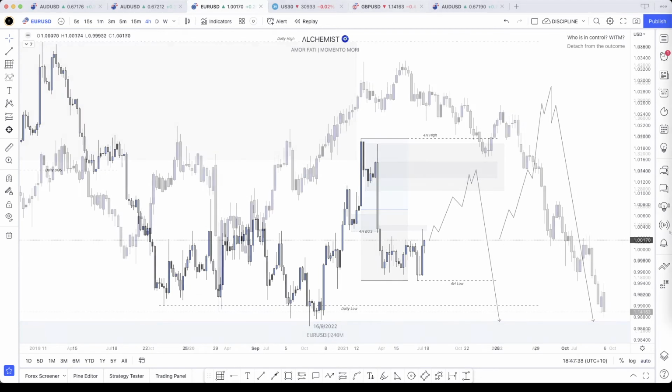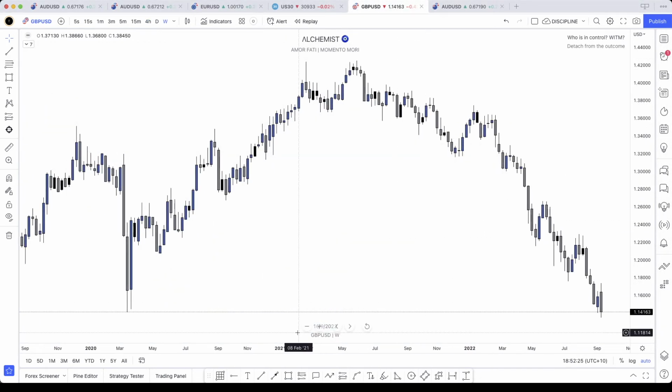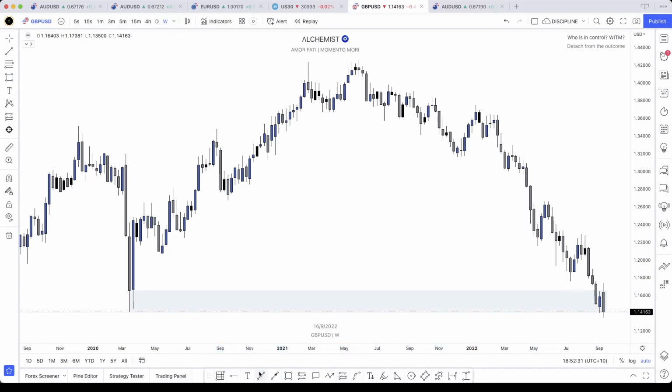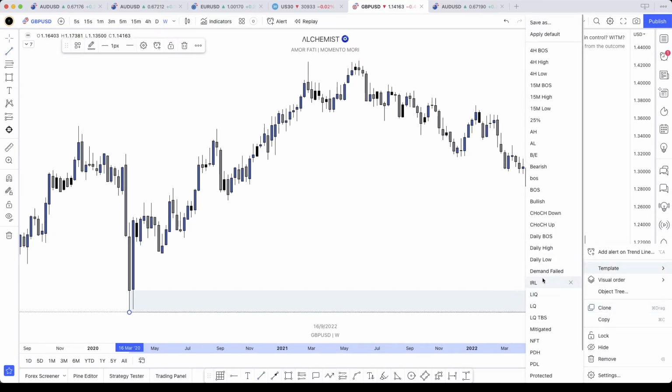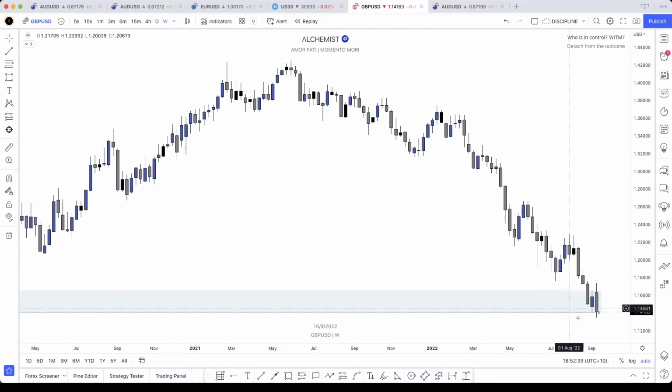Let's have a look at GU. So looking at GU on the weekly, we can see that we've actually come into this demand and we've just swept the low of it, but we haven't yet closed below. So we can identify this one here as a liquidity sweep, but we haven't yet set a body close below. So this is currently still the demand level that we need to highlight on the weekly time frame.